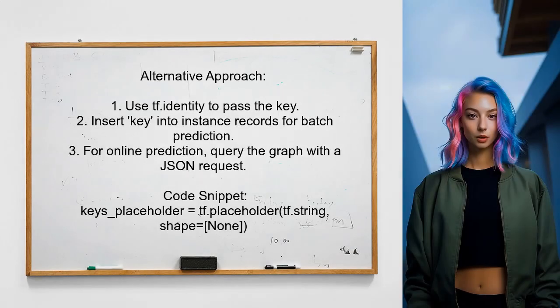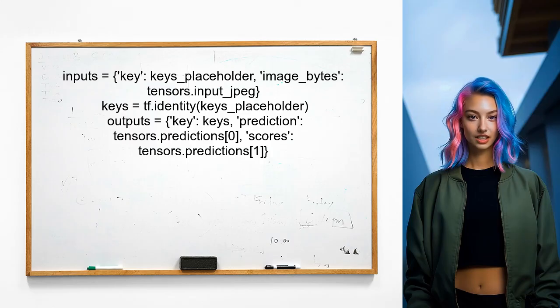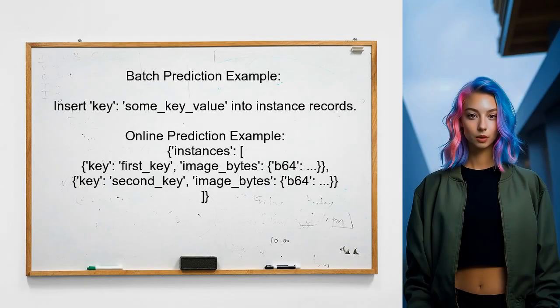An alternative approach, shared by another user, involves using the TensorFlow identity operation to pass a unique key from input to output. This method allows you to maintain the connection between your predictions and the original data. For batch predictions, include the key in your instance records. For online predictions, you can query the model using a JSON format that includes the key and the input data.